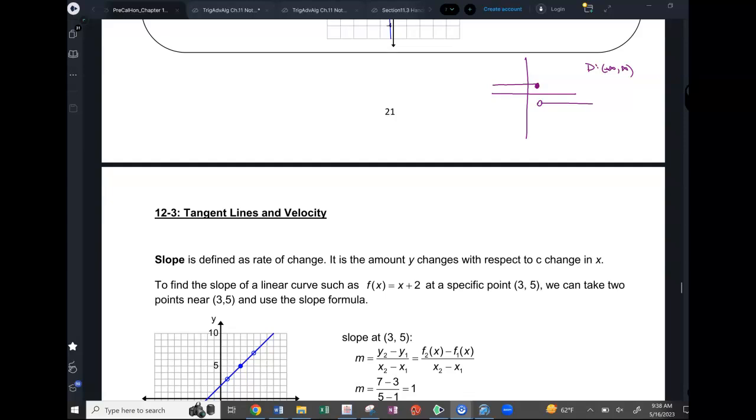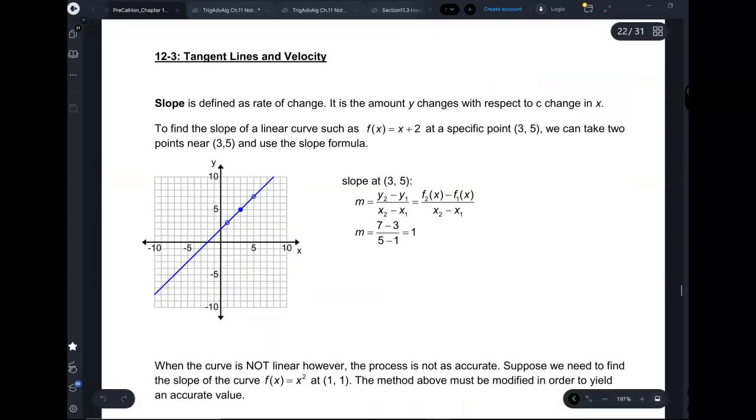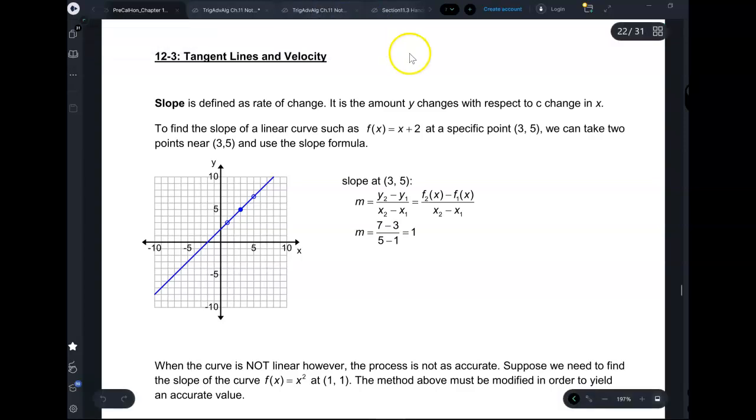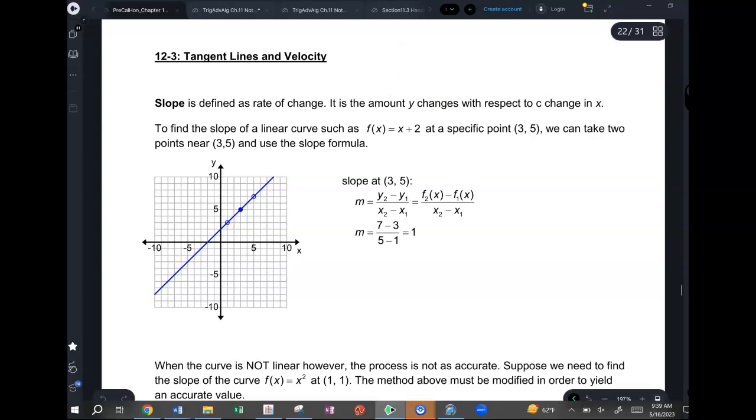Okay, so in section 3, we're going to talk about tangent lines, rates of change, all sorts of different things. So let's go with what slope is, right? So slope, we've always learned it as y2 minus y1 over x2 minus x1.